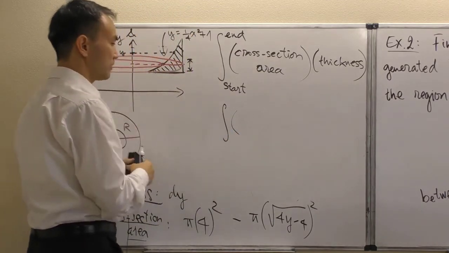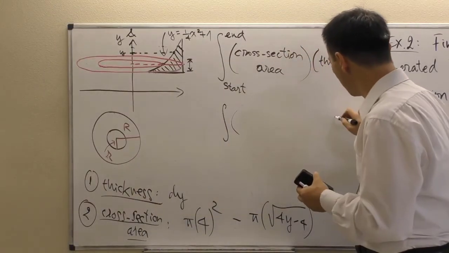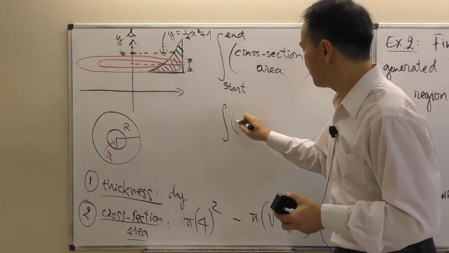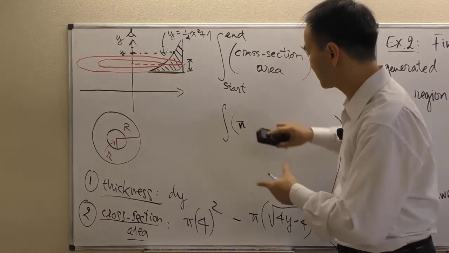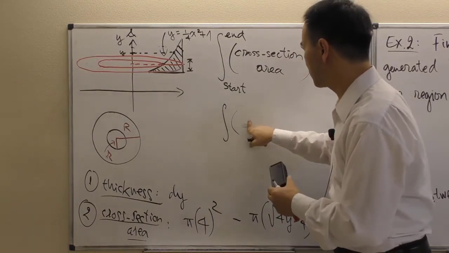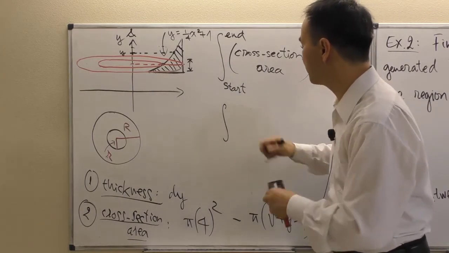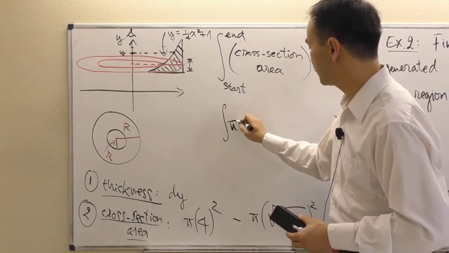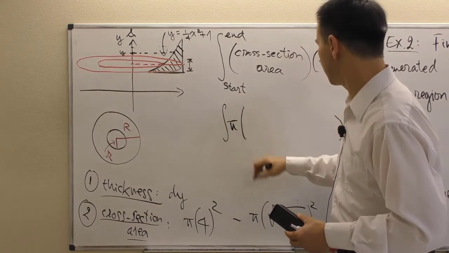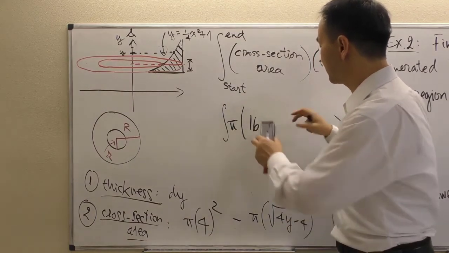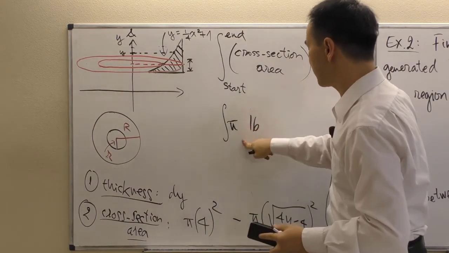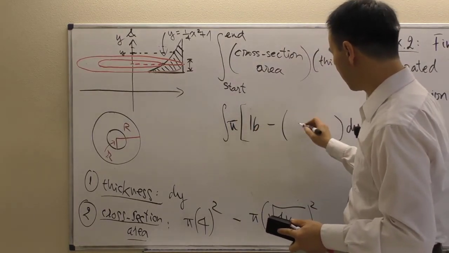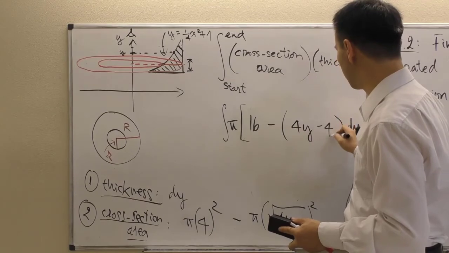Okay, I have all of that extra information been here long enough. So dy is the thickness. Now we're looking at pi times, allow me to put the pi in front right here because they all have a common factor of pi. So pi, and then now in parentheses, 16 because 4 squared, minus, so now I'm looking at 4y minus 4.